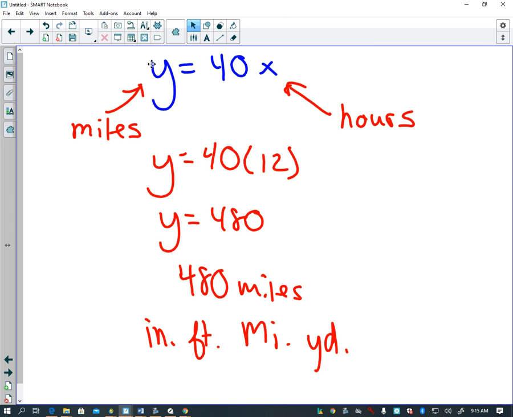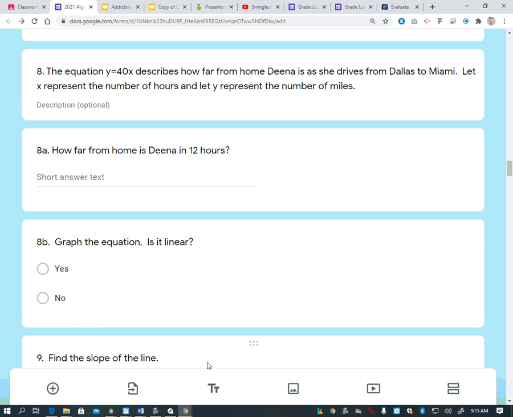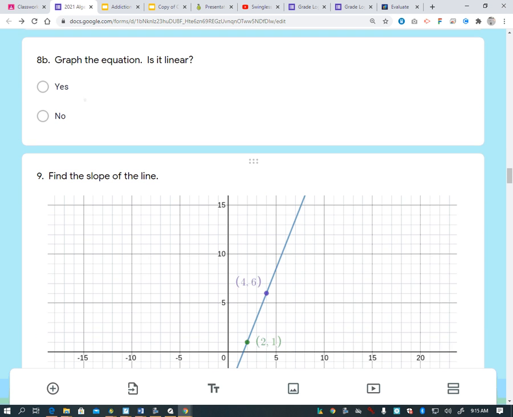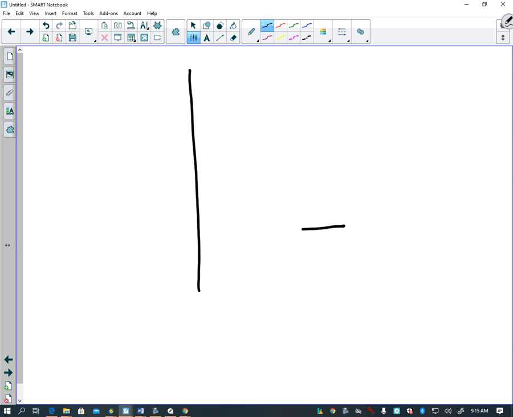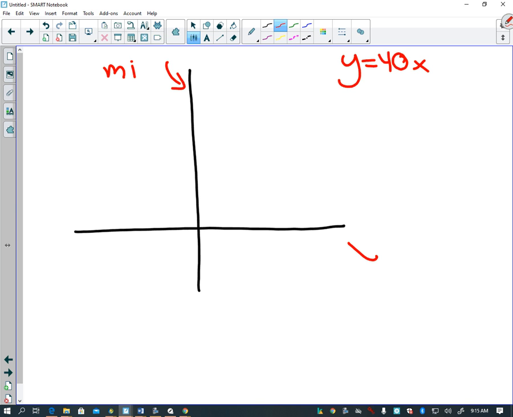All right, let's look at the B portion. Graph the equation. Is it linear? The equation was y equals 40x, right? Let's come over here. If I was to graph this, what is my y-axis representing? y is miles. What is this? Hours. And what is my slope here?